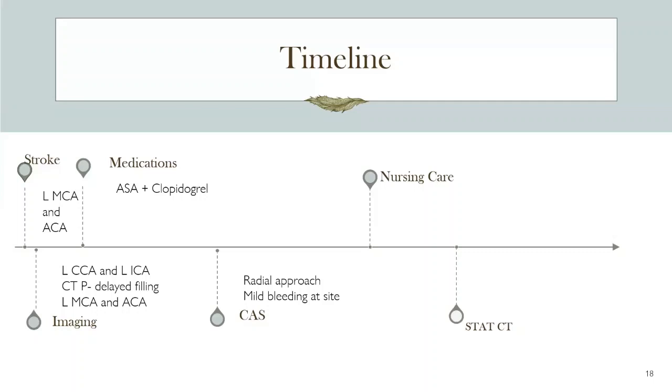She had a systolic blood pressure that was fluctuating between 205 and 225. And the nursing team activated a code stroke. She was accompanied to CT, and imaging showed a large area of hemorrhage.